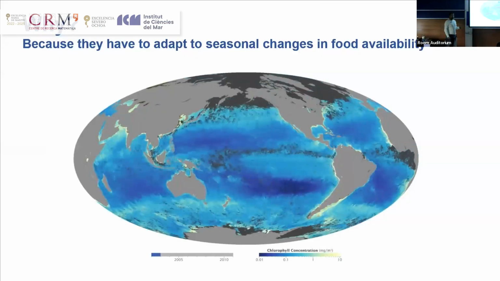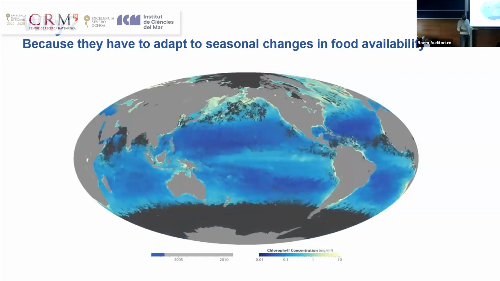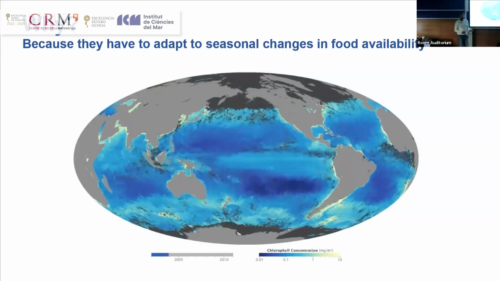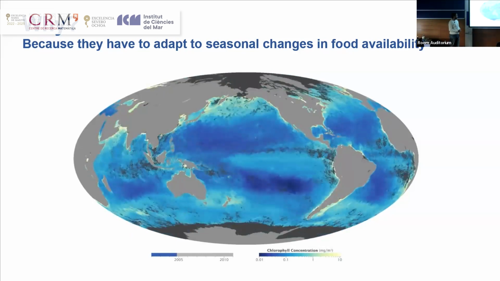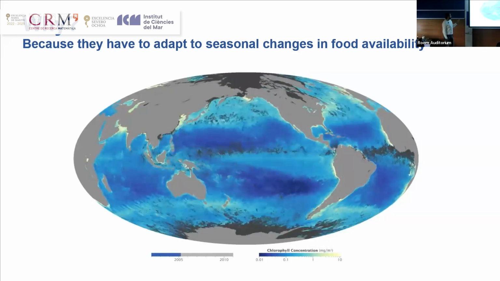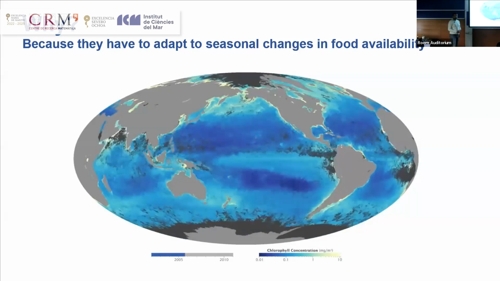And I think when talking about migration, there are two main questions we can ask. The first question is why? Why do species make this kind of migrations? And I think the answer is quite simple, because they have to adapt to seasonal changes in food availability.